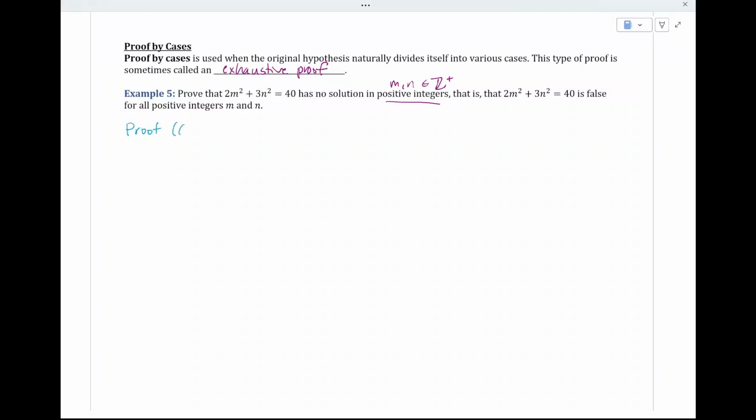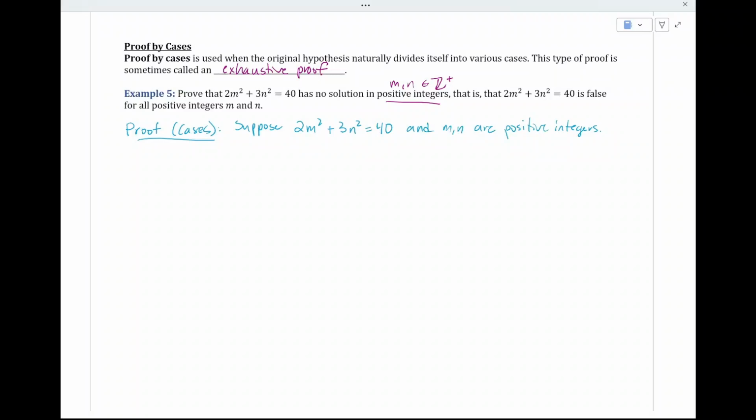So here's my proof, and I'm going to put in parentheses cases because we're going to show this doesn't work for any cases. Let's suppose that 2m squared plus 3n squared is equal to 40, and that m and n are positive integers. So we are going to assume that there are some solutions. Now let's try to find those solutions. And what we're going to end up showing is that we can't. All of the possible options for m and n together, none of those are going to work. So we're going to exhaust every possibility if m and n were positive, and thus there are no solutions.